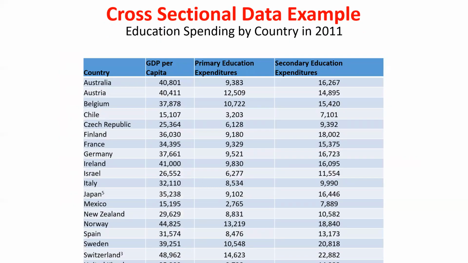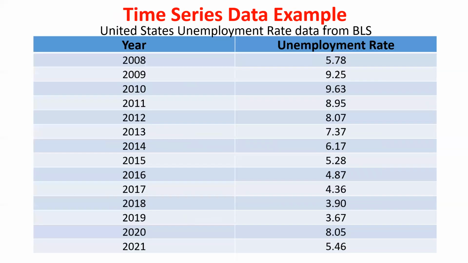Time series. Oh, here's another cross-sectional, right? In 2011, I've got GDP and education expenditures for a bunch of different countries. One point in time, right? Now, just because I have one point in time, I can collect several variables, right? I can collect GDP, primary education expenditures, secondary education expenditures, but I've done so all at the same point in time, right? But I still have multiple variables. Time series data, I've got unemployment data here for the US, but here the observations are every single year, right?